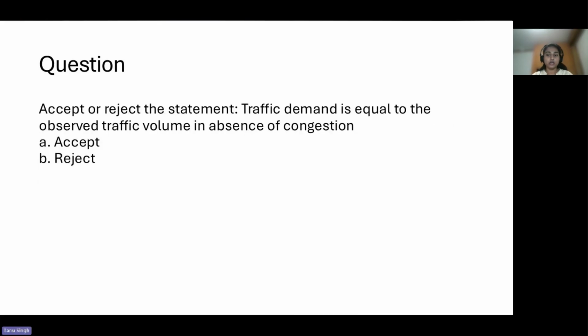Now coming to another question, that is accept or reject: traffic demand is equal to observed traffic volume in absence of congestion. So in the absence of congestion, there is no capacity constraint, so all demand trips can be served. That means all observed traffic volume equals the traffic demand. Therefore the answer to this question is A, acceptable. So the statement is correct.